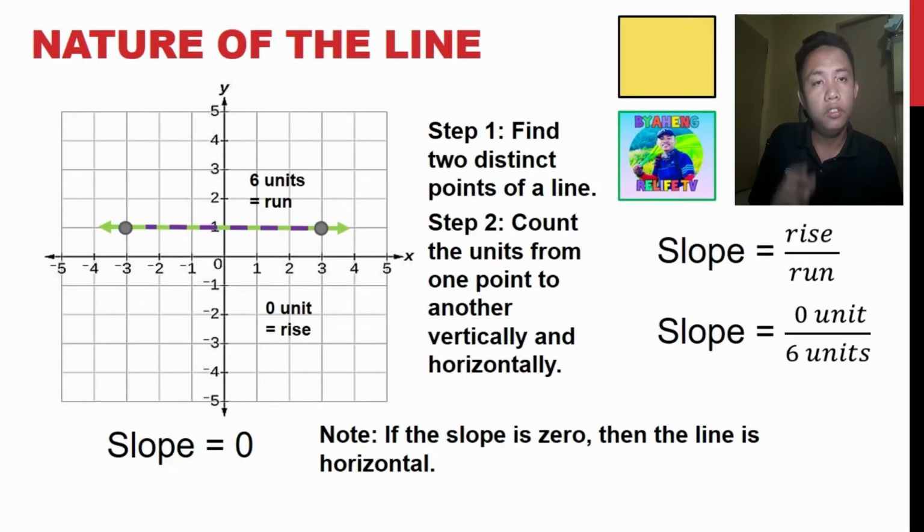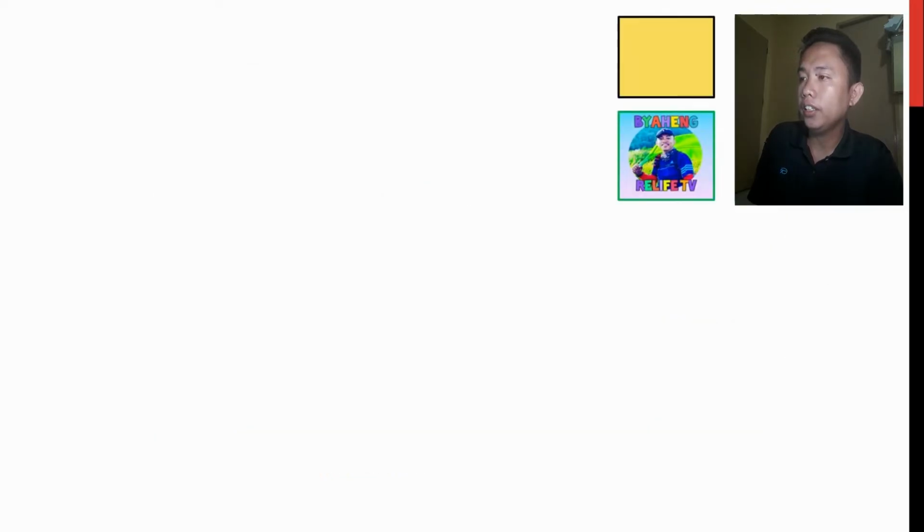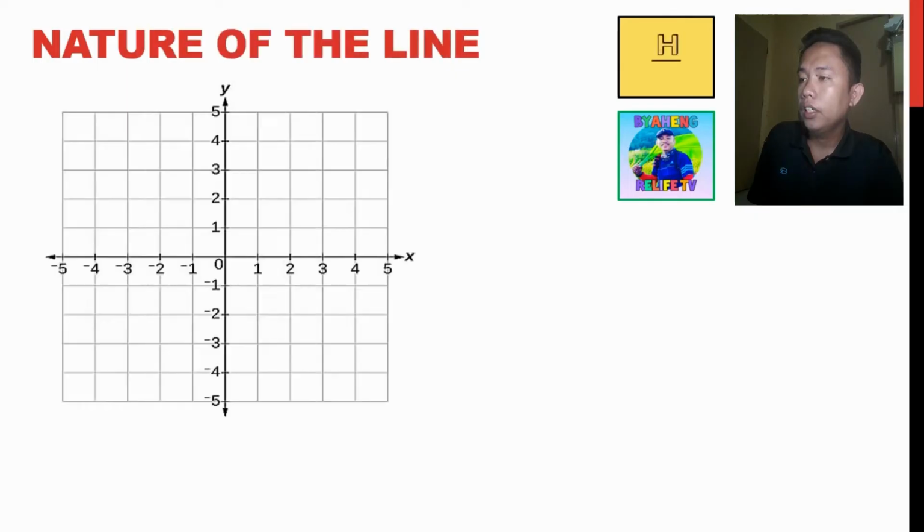So, tandaan nyo, ang nature ng line kapag ang slope ay 0, ay horizontal line siya. So, slope ay 0, horizontal line. Now, let's have the next nature of the line. Ito po yung last nature of the line.